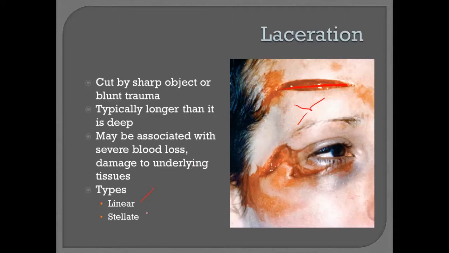It can be linear, or it can be star-shaped. But again, even this, it's still straight lines. I guess what I was trying to explain up here earlier is it's not like you have a flap of skin like that. That is actually a different term that we're going to come to. So as long as they're straight lines, they can have kind of a star shape to them.